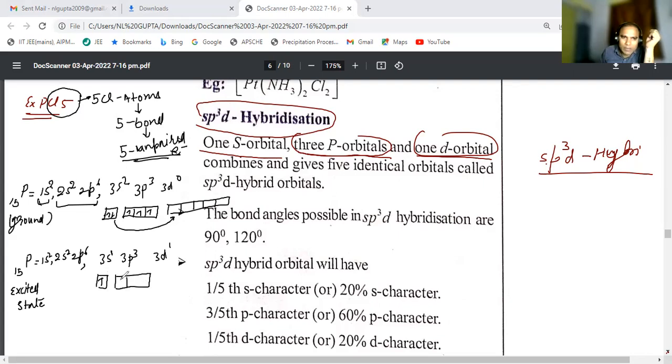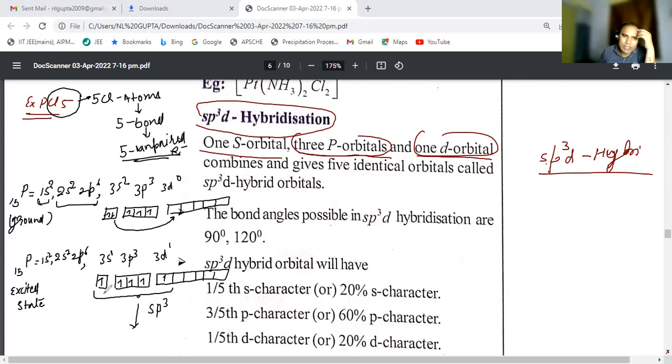Now check how many unpaired electrons are there. So 1, 2, 3, 4, and 1 in the d orbital. So you can check that a total of 5 unpaired electrons are there. Yes or no? So 5 unpaired electrons means this is going to be which type of hybridization?